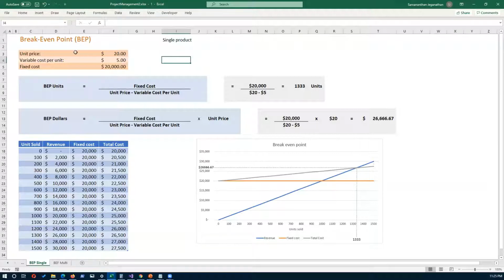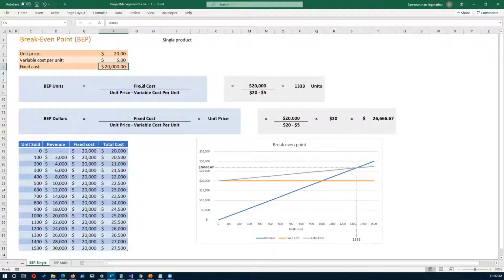We have a product we're selling, assuming that we're selling a single product. The product's selling price is $20 per unit, variable cost is $5 per unit, and fixed cost is $20,000 per year. So to calculate the break-even units, you need to find the point at which the total cost is equal to the total revenue. That could be found out by this simple formula.